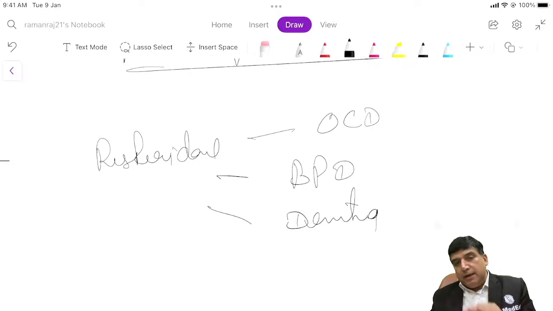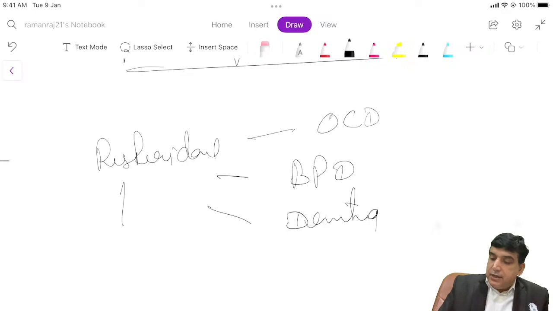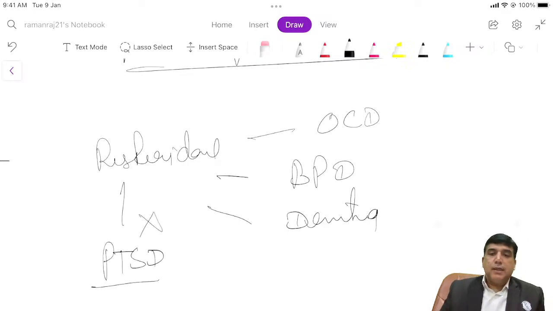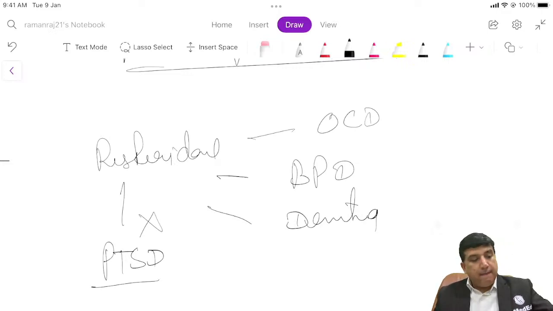But yes, from an MCQ point of view, you can say that risperidone can be used, but in PTSD we don't use risperidone. PTSD, post-traumatic stress disorder, is a neurotic disorder. We don't have any role of risperidone in PTSD. So question number 8, answer will be C, PTSD, no role.